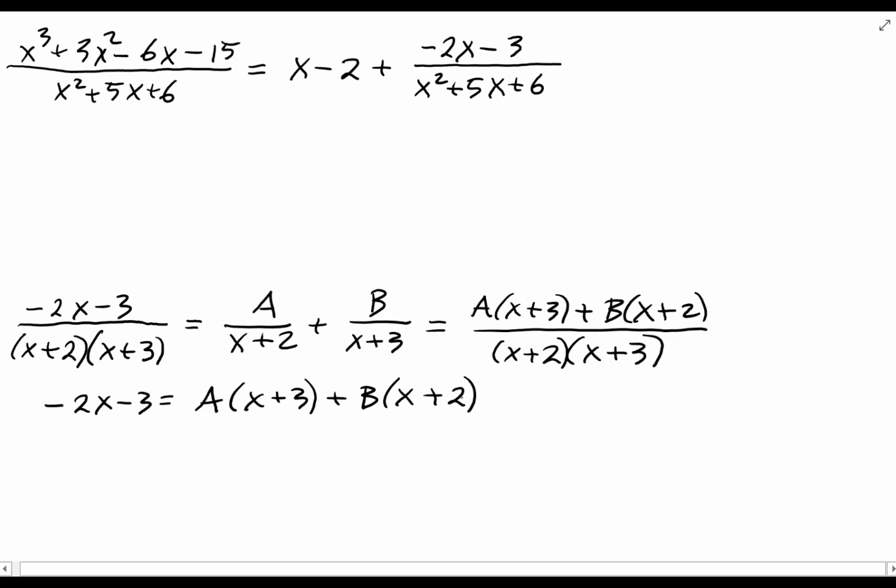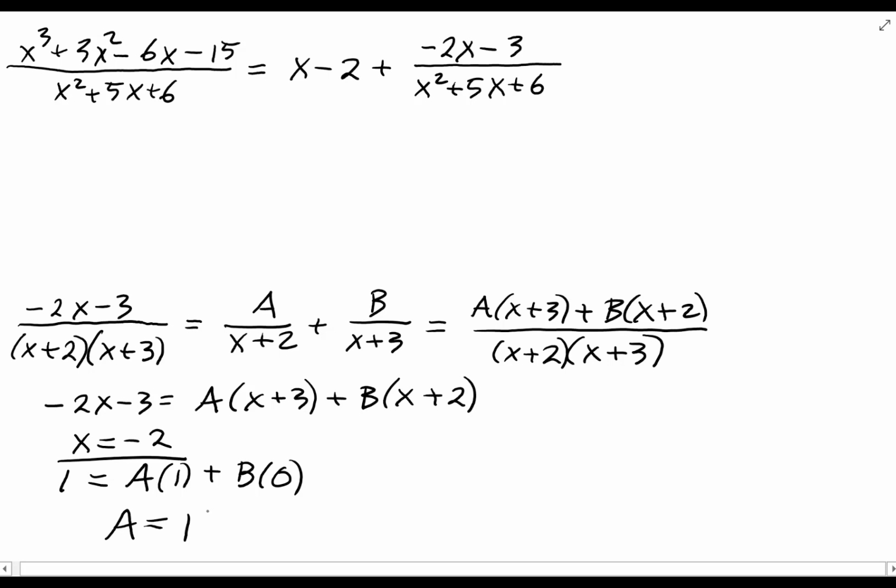Now we're going to pick values for x and plug them in. And we want to pick numbers that are going to get something to cancel. Let's start by plugging in negative 2. Okay, on the left side, we get a 1. And a negative 2 on the right side gives us a times 1 plus b times 0. So that means a is 1.